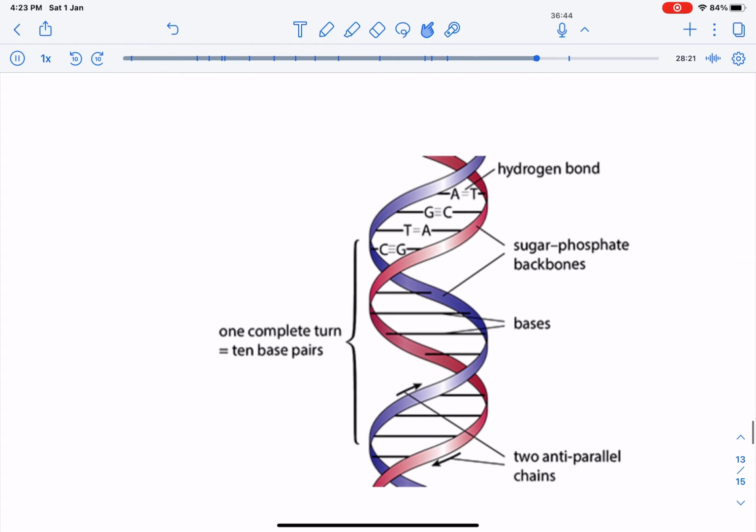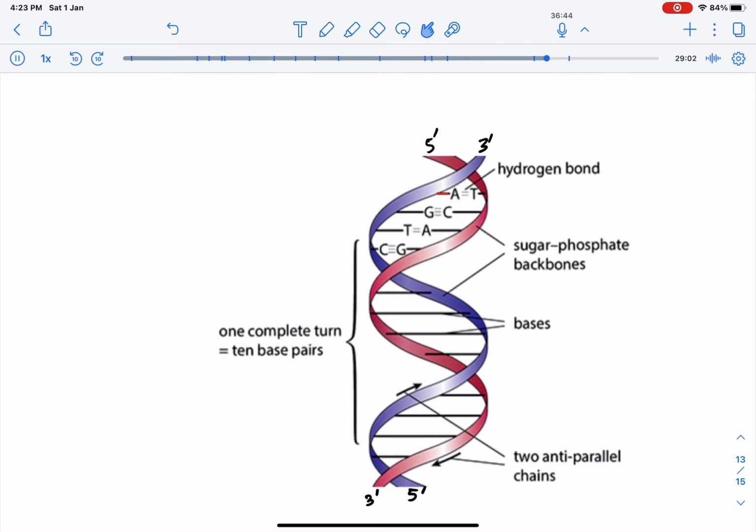If this is, for instance, the 5' end of this strand, this will have 3' on this side. The other has 5' on this and 3' on this. So these two strands are held anti-parallel to each other. And each is a right-handed coil or right-handed helix. And these two strands are held together by hydrogen bonding in between the specific base pairs.